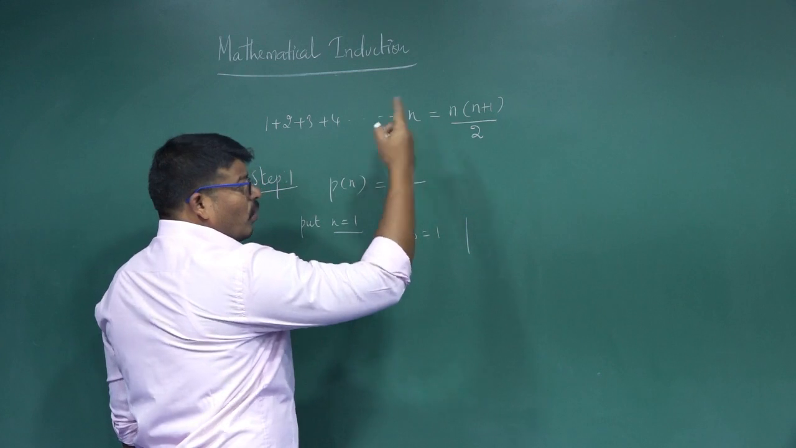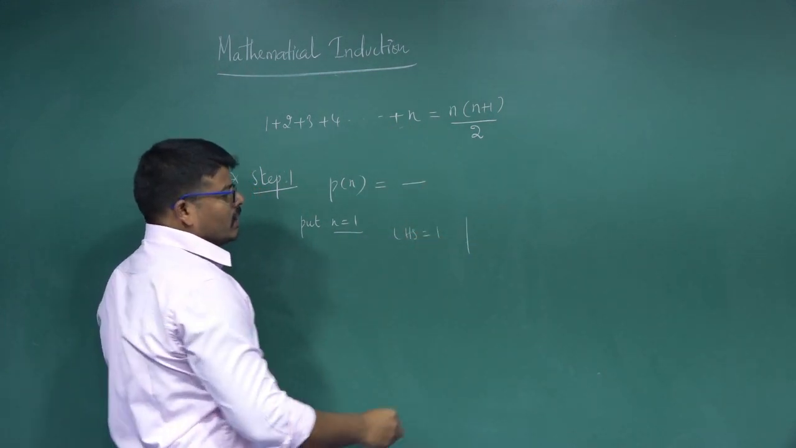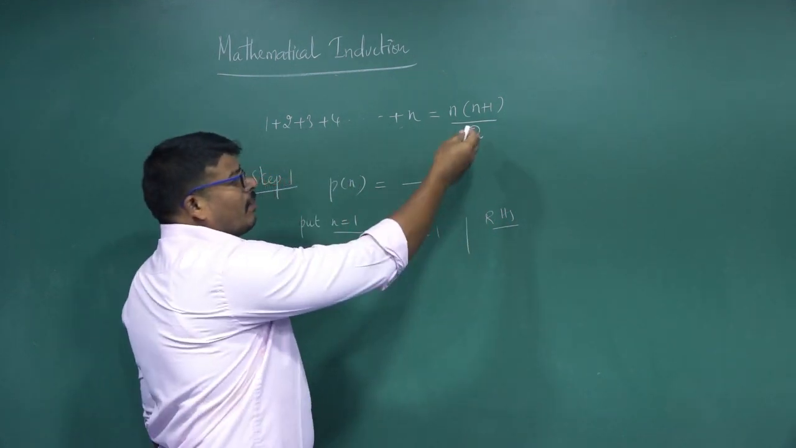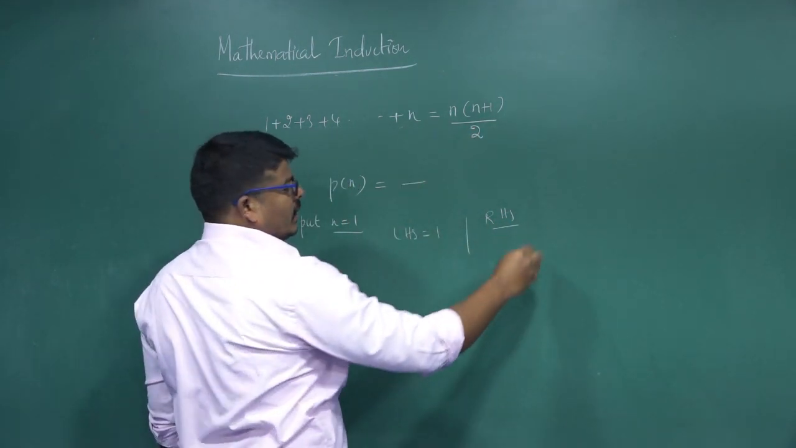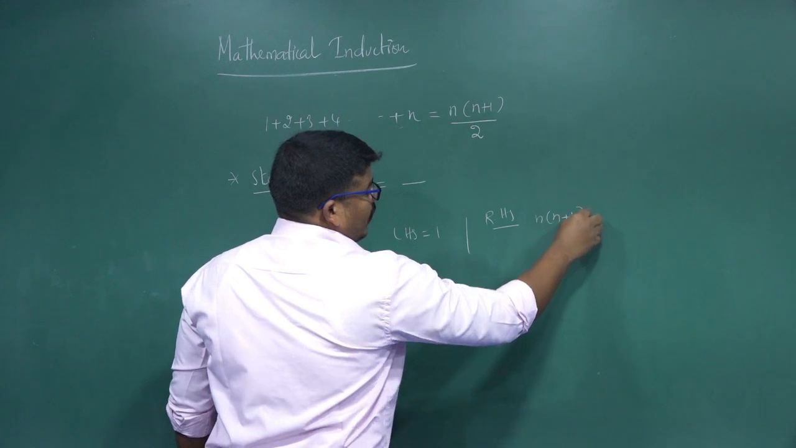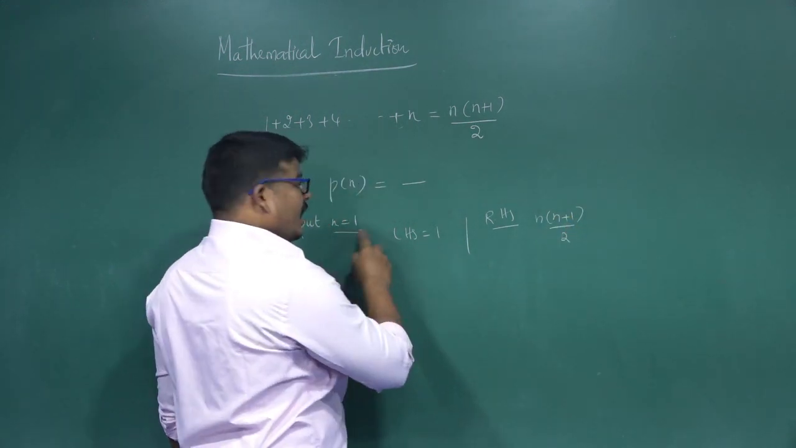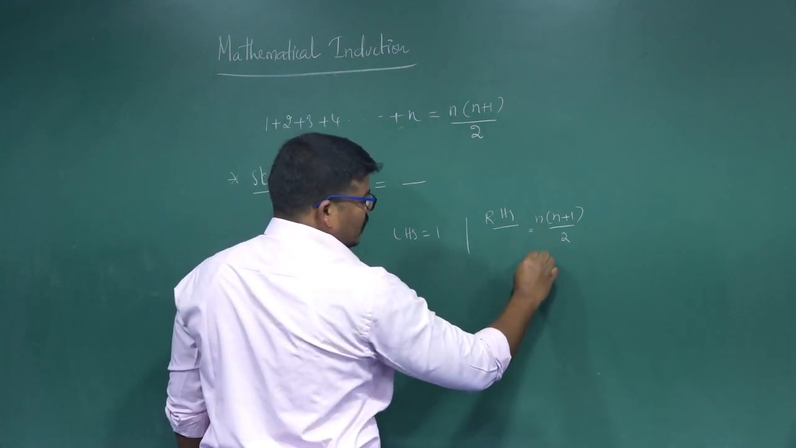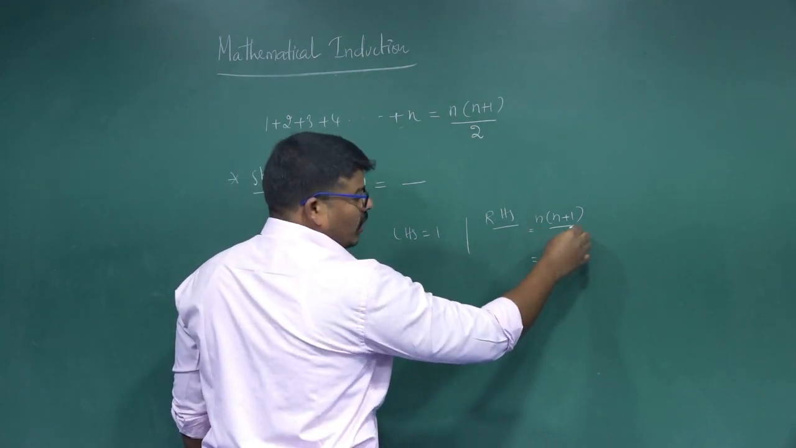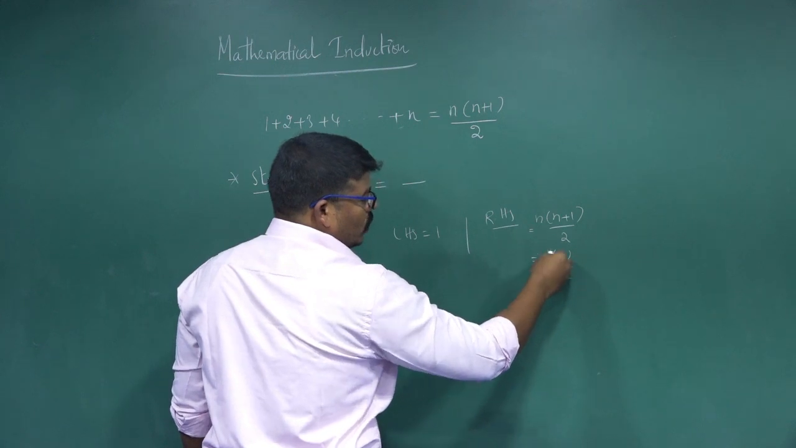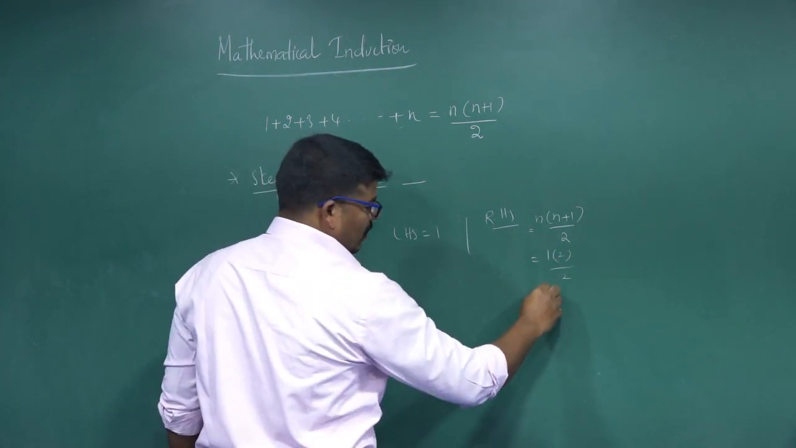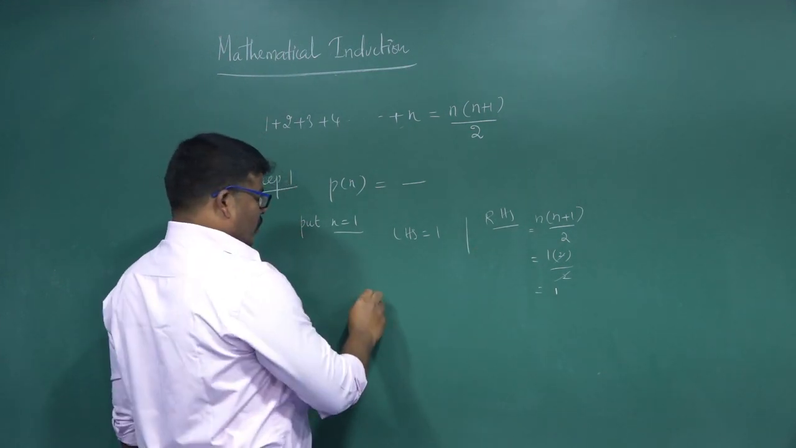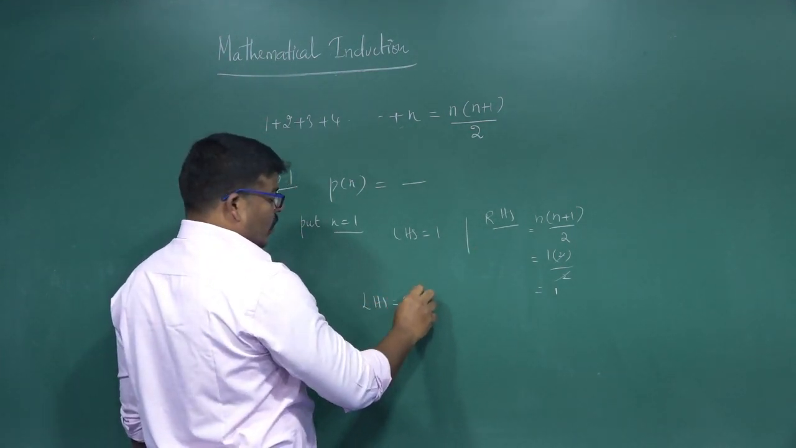The next one, we have to check the right hand side, RHS, which is n into n plus 1 by 2. Put the value n equal to 1 and substitute in RHS: 1 into 1 plus 1, 2 by 2. 2 ones are 2, the 2s cancel, then the answer is 1. So LHS equal to RHS.